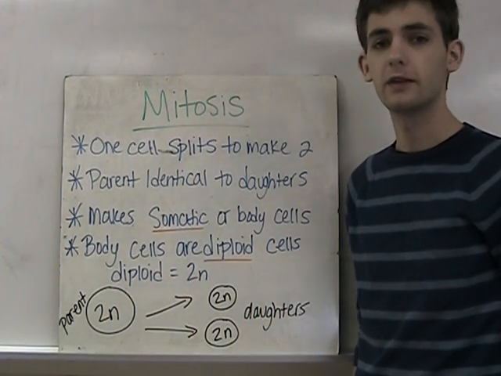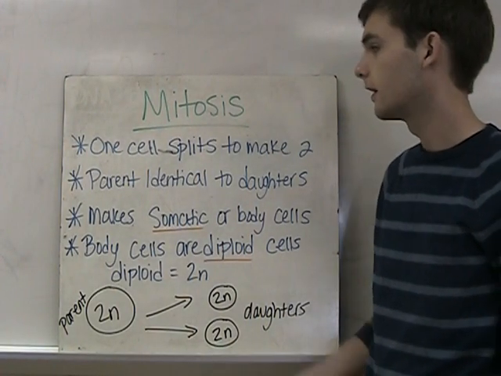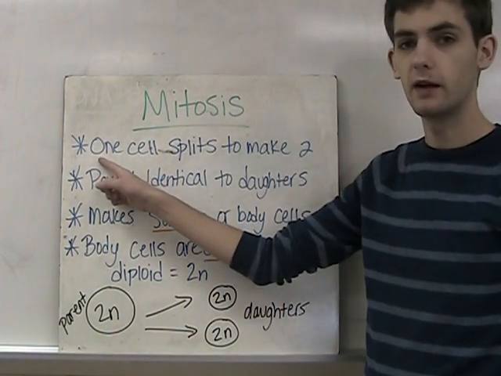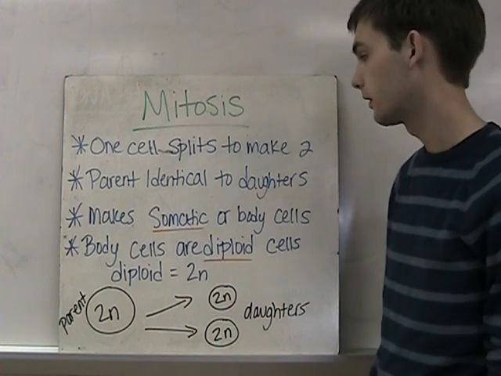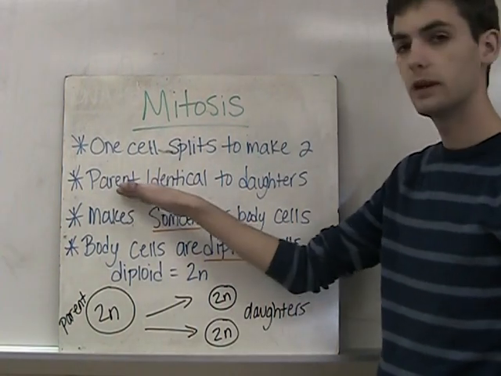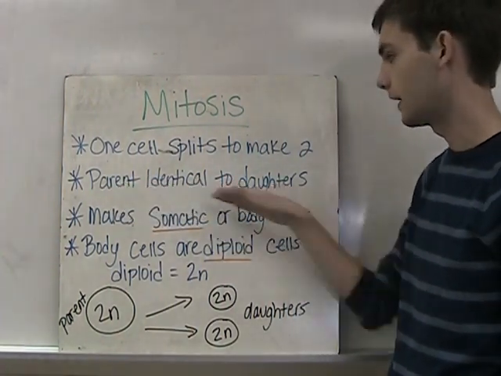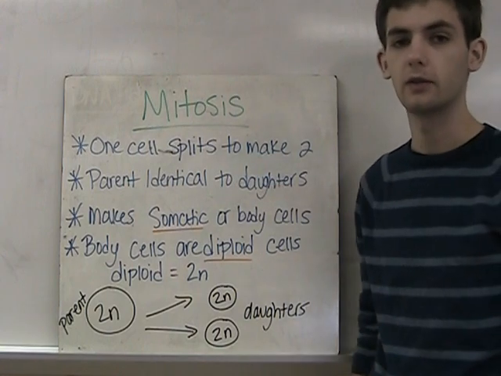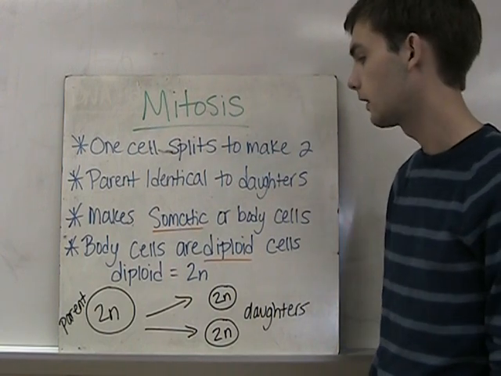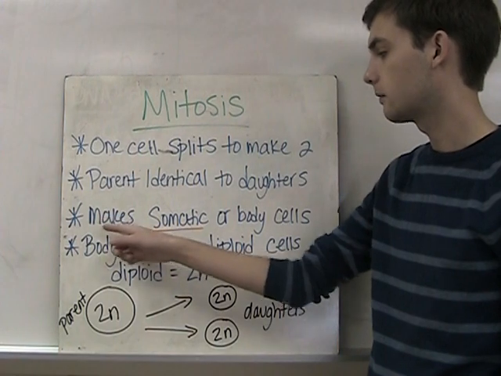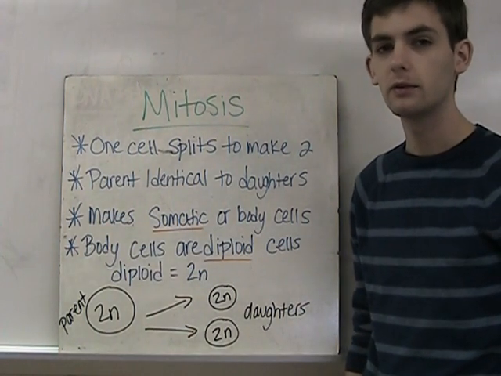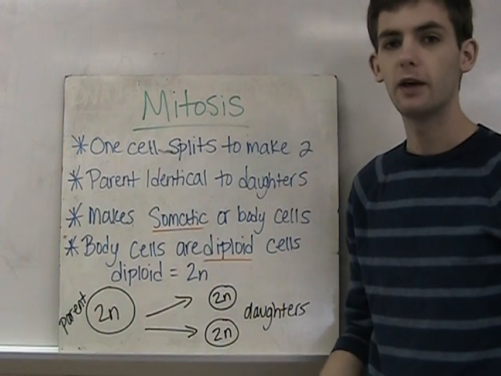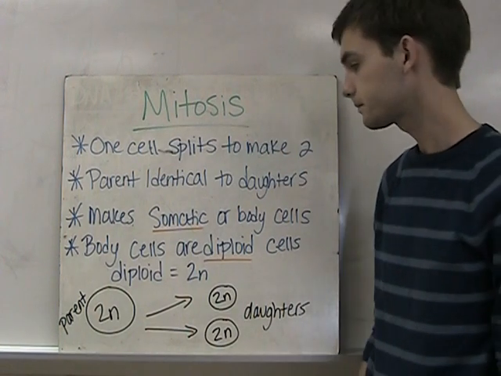Mitosis is part of the cell cycle in which the nucleus divides. This is the process of starting with one cell and producing two completely identical daughter cells. The parent cell that we begin with is identical to the daughter cells. That's another way of saying the new cells produced. And this entire process makes somatic or body cells. So for example, skin cells, any cell that isn't considered a sex cell.